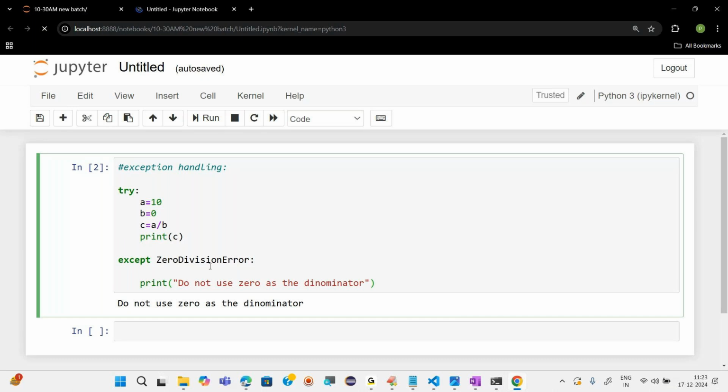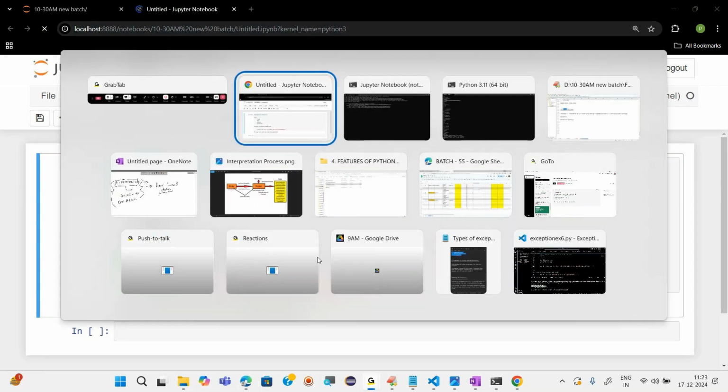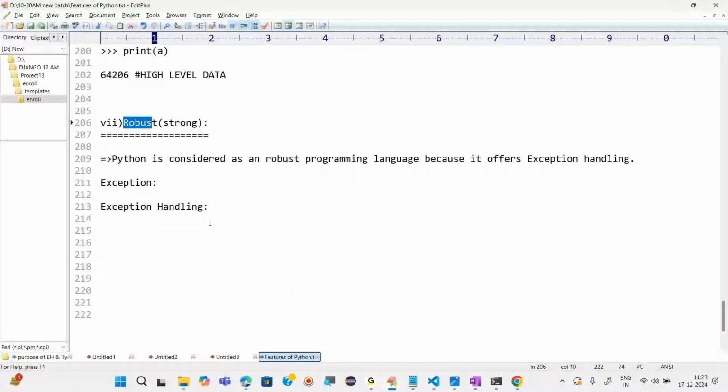Is it clear? Okay. So let it be for tomorrow. I will explain what is exception, what is exception handling. Exception is nothing but, you can say, a runtime error. And as a programmer, we have to anticipate it. But who creates this runtime error? User.